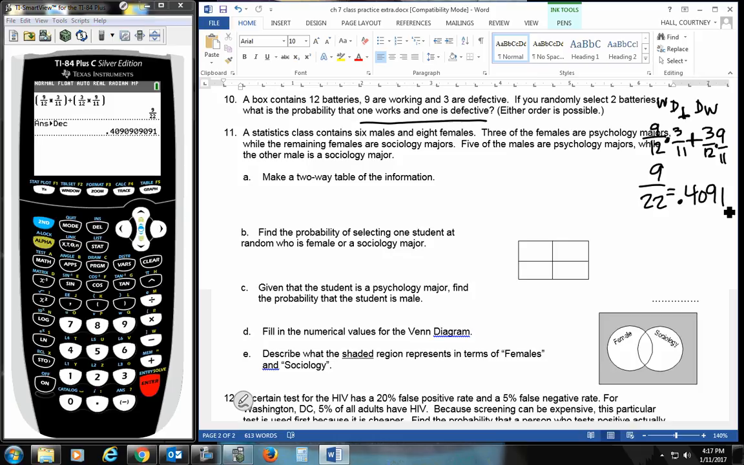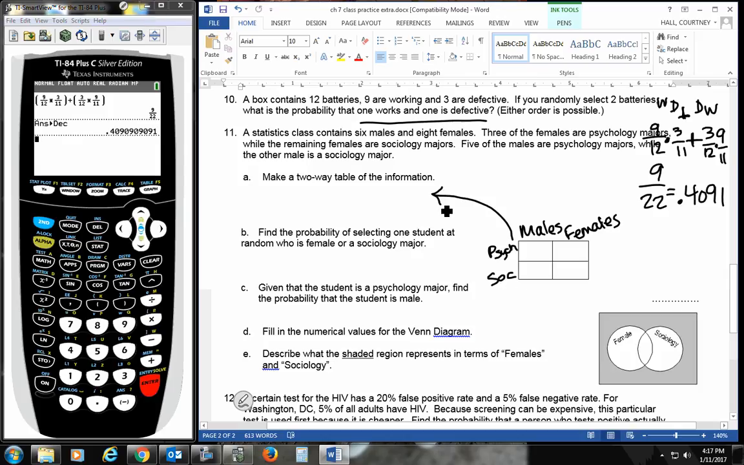We have males and we have females. Okay, and then we have psychology and we have sociology. So I'm just going to let this be psych and this be soc. This is answering part A though. Okay, so where did I start? A statistics class contains 6 males and 8 females. So my male column should add to 6. My female column should add to 8. So I must have 14 total students in the class. Hopefully that makes sense.